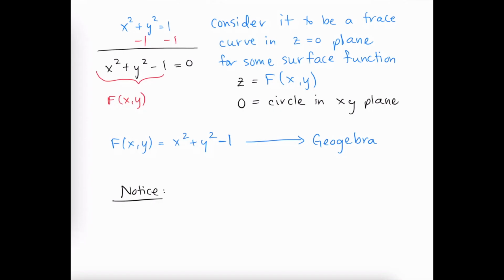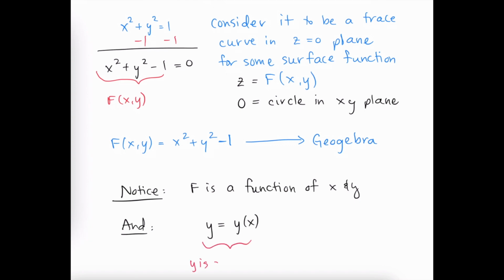So back over here, let's notice that F is a function of x and y, and let's also say that y is an implicitly defined function of x. And we're going to introduce some interesting notation here, so bear with me, but we'll just say that y is some function of x. Now we're using this notation in order to be able to illustrate that y is a function of x without bringing in new variables.